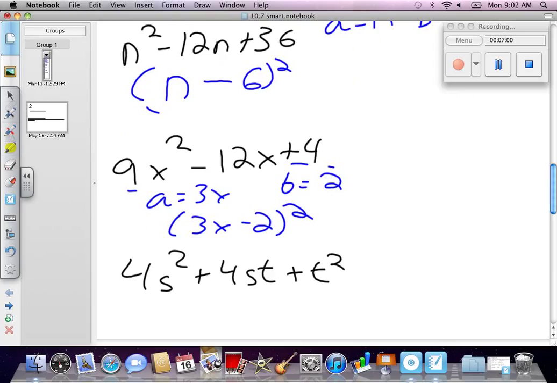Cheyenne, if we're looking at 4s squared plus 4st plus t squared, does that look like the first, second, or third on the front? Now, what does this one have that the third one has? What's this sign right here? This is a plus. That's why it's the second one. Okay? So be careful when you're looking at those. Make sure it's the right one.